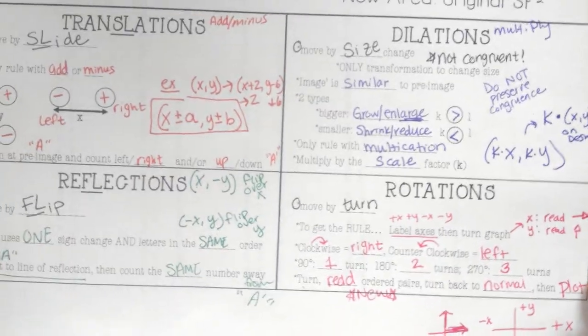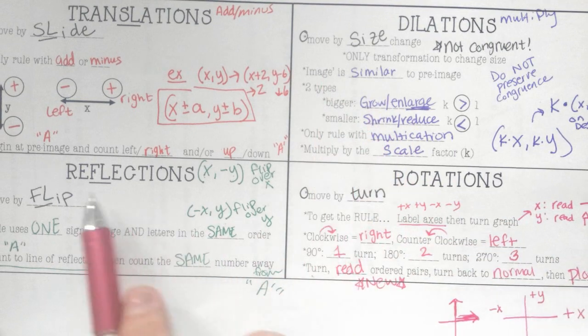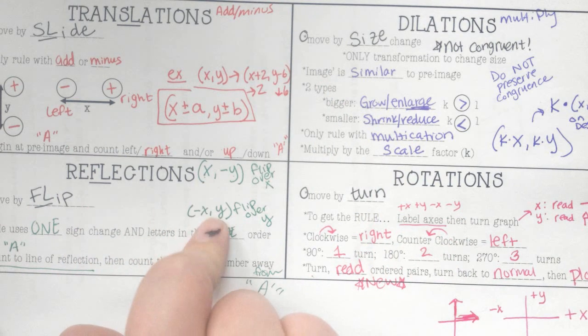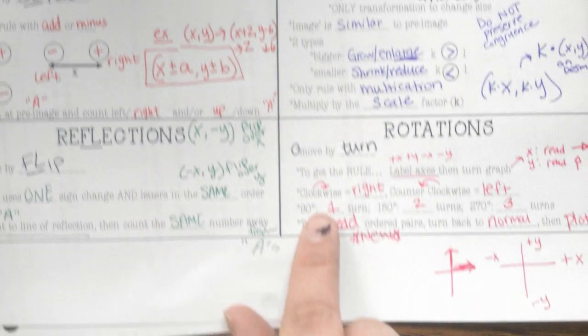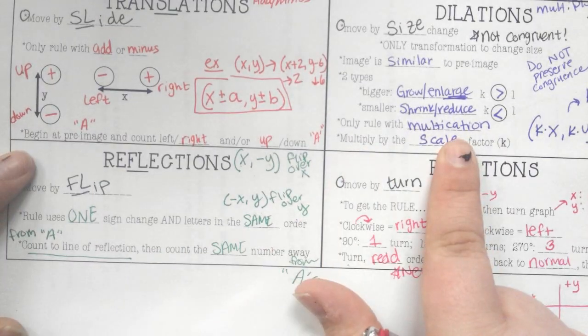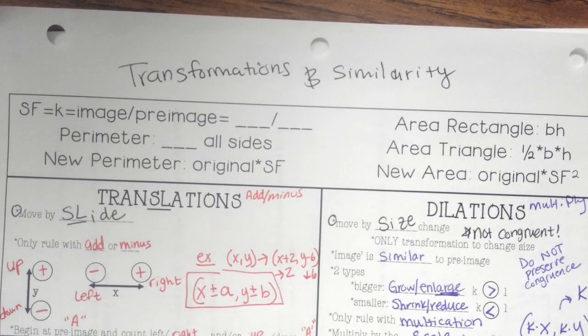Okay. So that is all of our transformations cheat sheet. First, how it moves. Then how we get the rule. And then how to actually do the transformation here. Okay, each box is set up like that. Looking up at the top, this is what we started talking about more recently. We use dilations to change a picture, usually of a rectangle or a triangle.